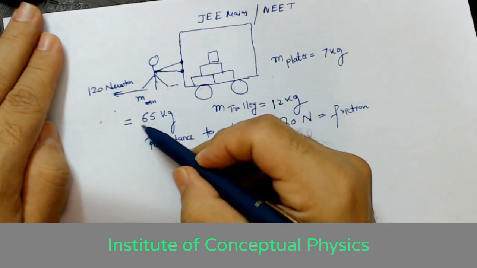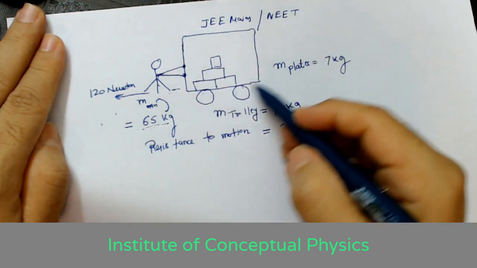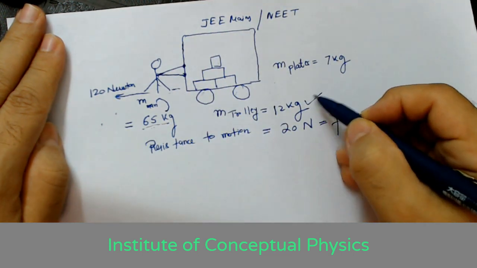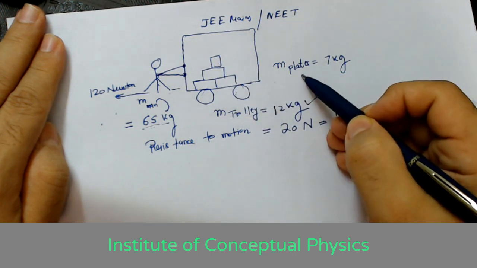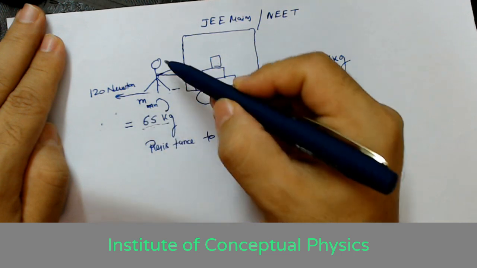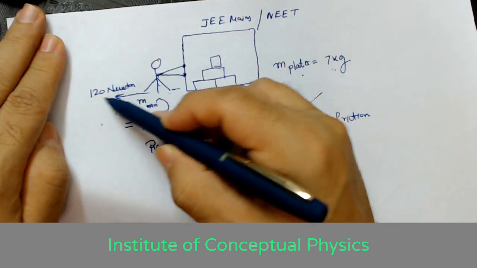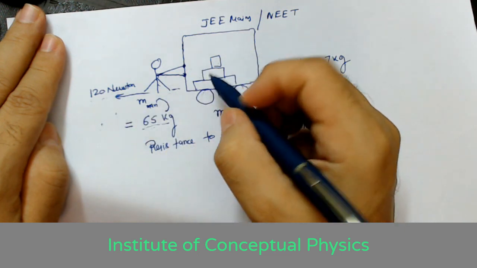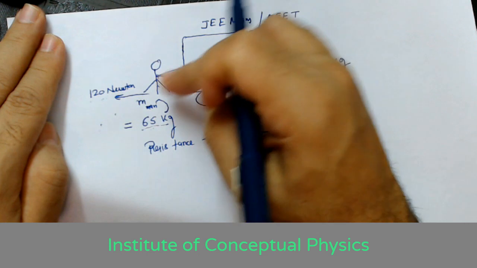So this is the mass of the man. The mass of the cart is given to be 12 kgs, and the mass of the plates which the cart is carrying is given to be 7 kgs. And when this man pushes the ground with 120 newtons force, this cart and the man together, both of them start accelerating.